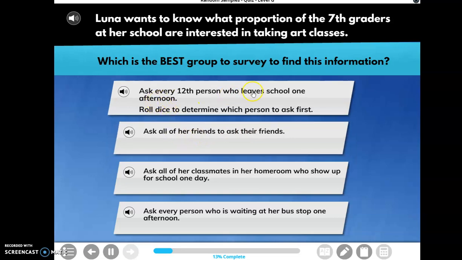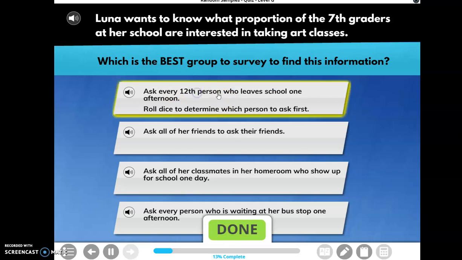And ask every 12th person who leaves school one afternoon, roll dice to determine which person to ask first. That seems like it to me, because you're not picking and choosing the people. They're just there.